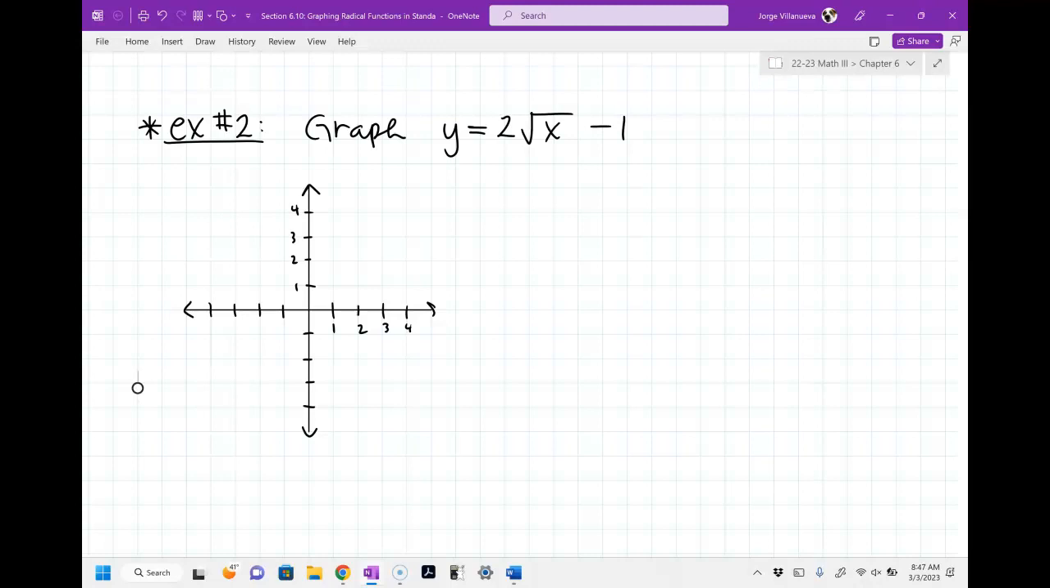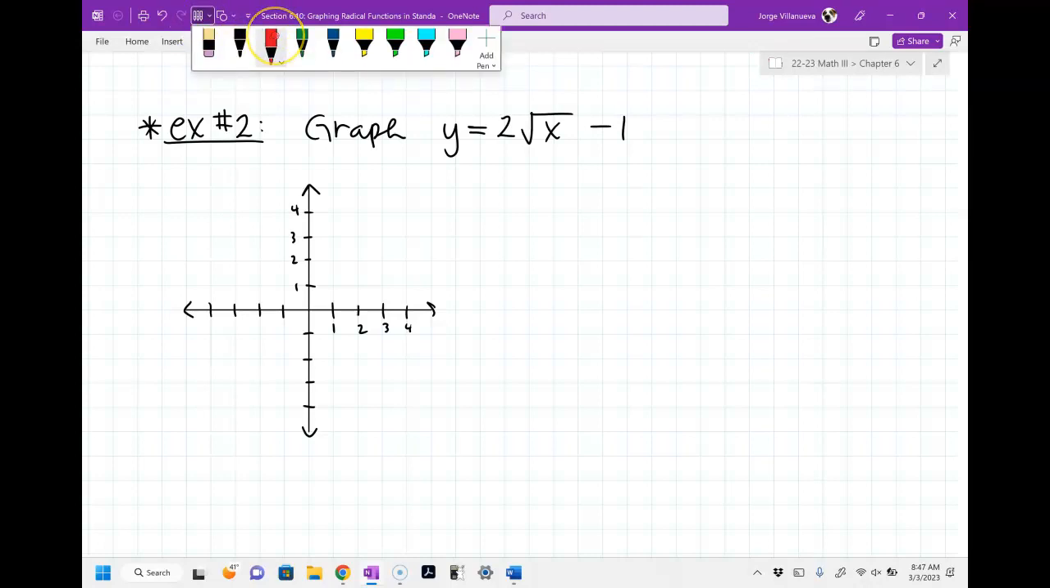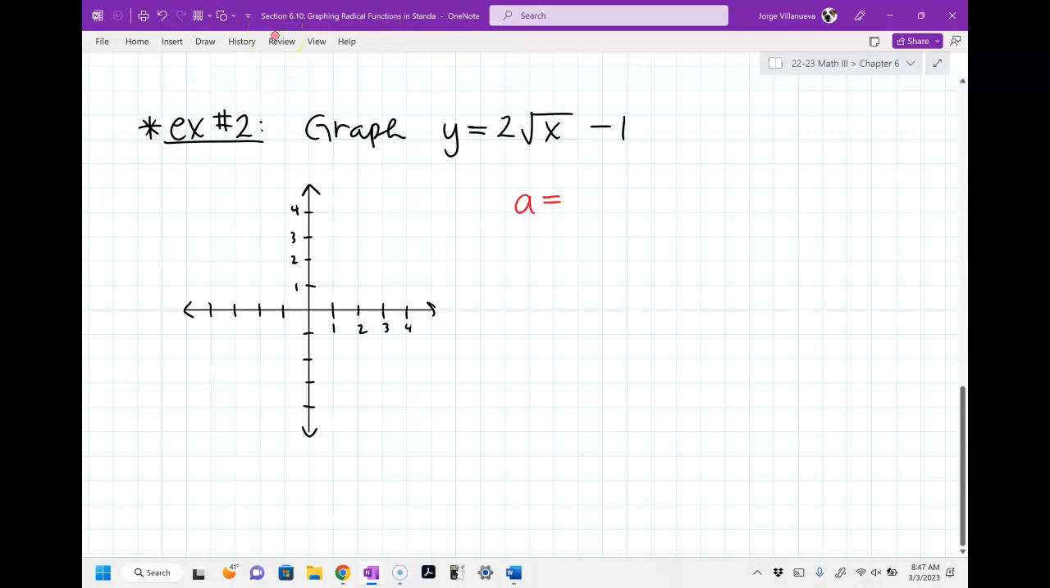So, all right. Here's another graph. I'm going to identify some of the basic pieces. So what's my A value? 2. So since it's a 2, that means it's probably going to rise up a little faster. What's my C value? It's not negative. That's my D value. D is negative 1 because it's on the outside. Is there a number next to the x on the inside? No, so this is a 0, right?